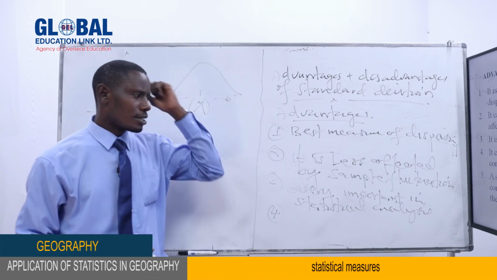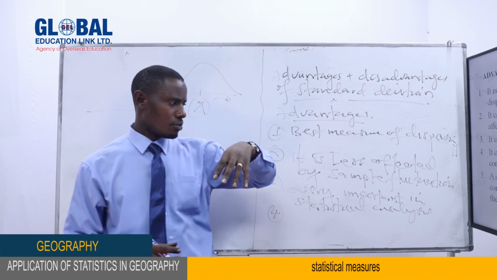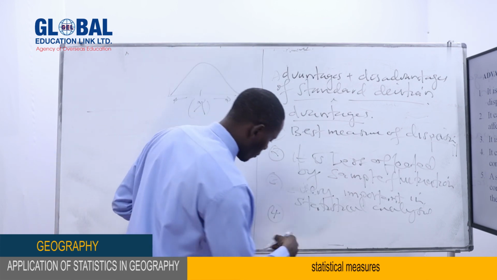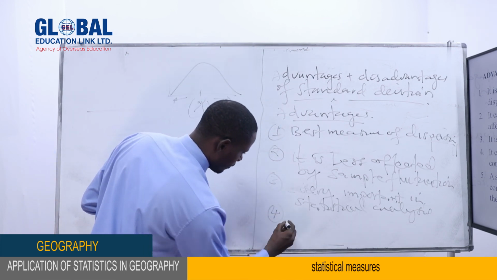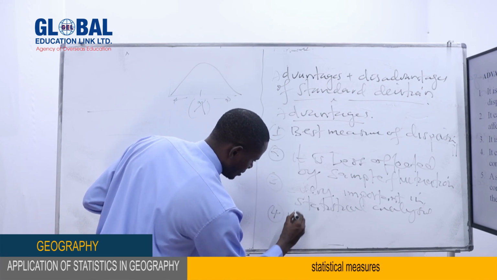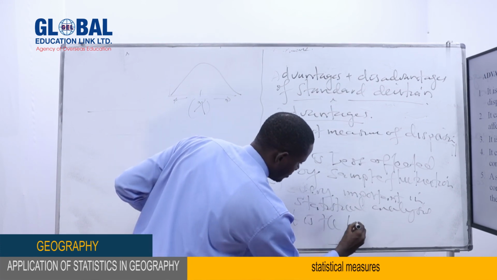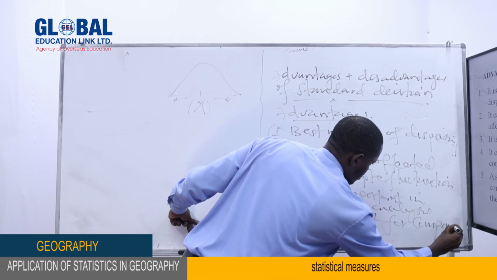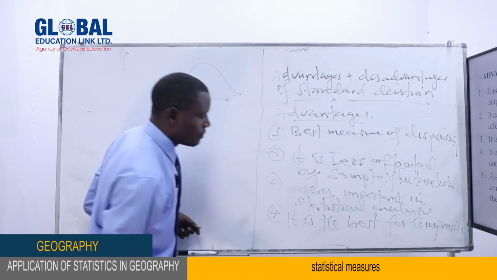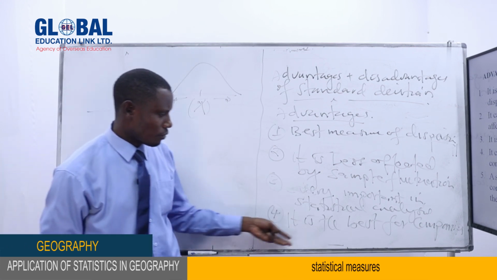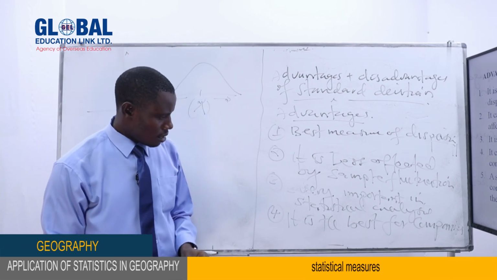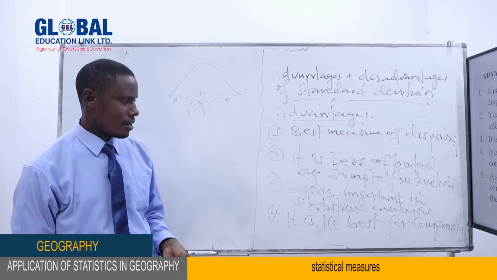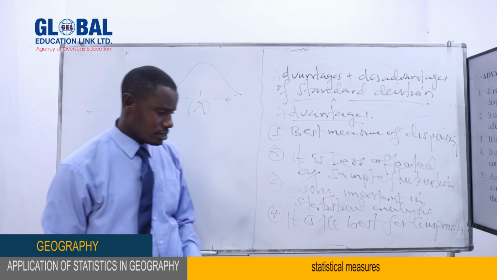The last one, the smaller the deviations within the series, the easier it will be to make a comparison with other variables. That it is the best for comparison. Remember, you can compute the standard deviation for two samples, and then you can compare them. So we say it's the best measure for comparison. You can have two units, then you compare them. But again, those are not the only issues.